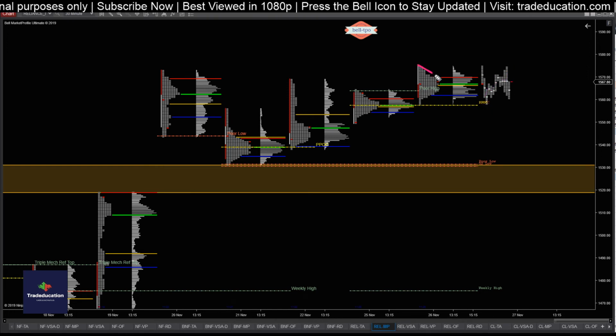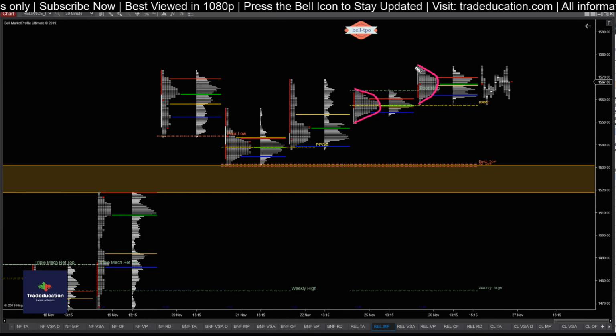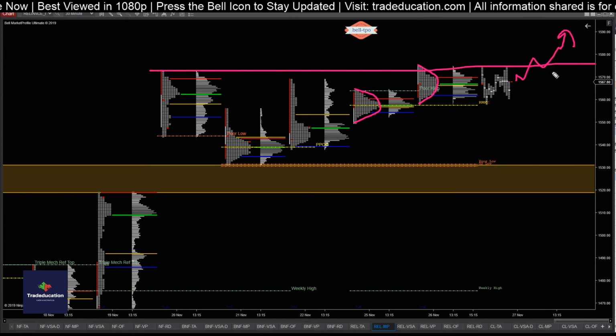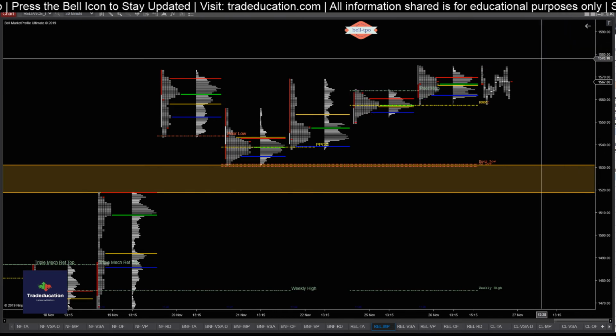Overall, from the profile perspective, value is developing higher. We are still seeing a sort of balanced activity, and tomorrow I'm seeing continuation to the higher side, as this particular reference, a major high, has been taken out. So tomorrow I'll be seeing what is happening at today's high. That is what I'm currently looking at in the Reliance chart.